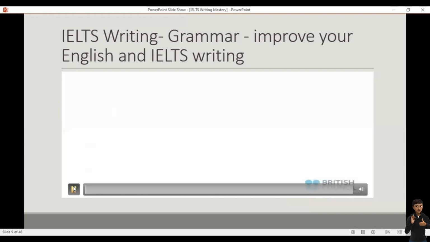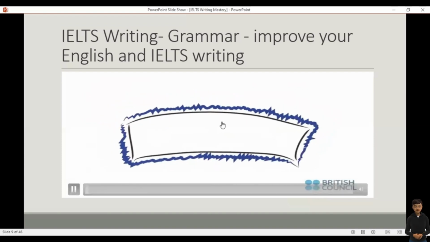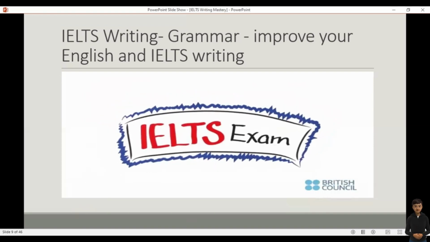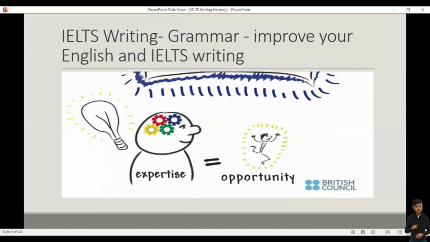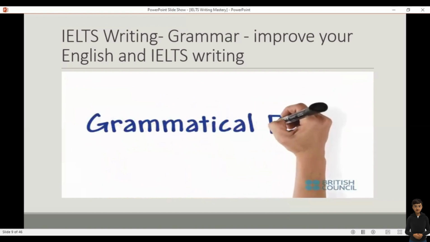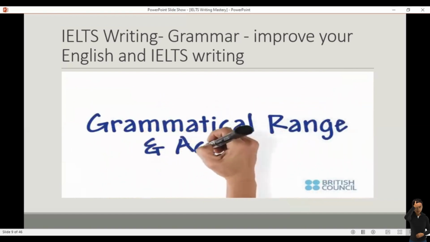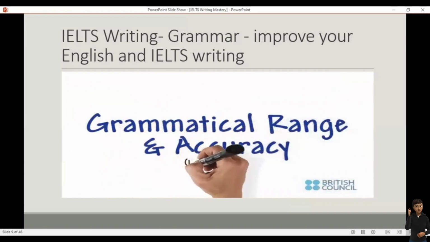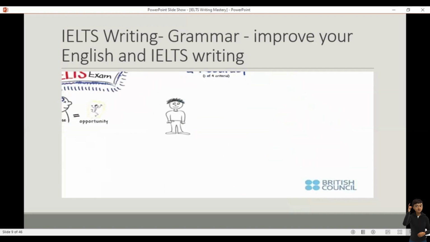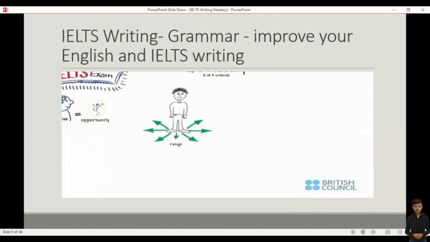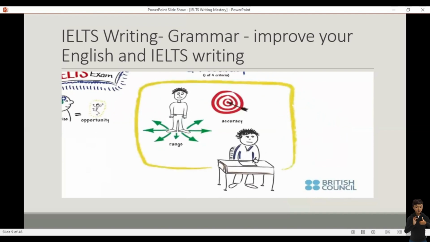So let's go further. So, you've decided to take the IELTS exam. Well done. Our expertise is your opportunity. Here we look at the criteria of grammatical range and accuracy. This is one of 4 criteria on which you will be tested. Look for the other 3 criteria in other videos. This criteria focuses on the range and accuracy of the grammar demonstrated by the test taker.